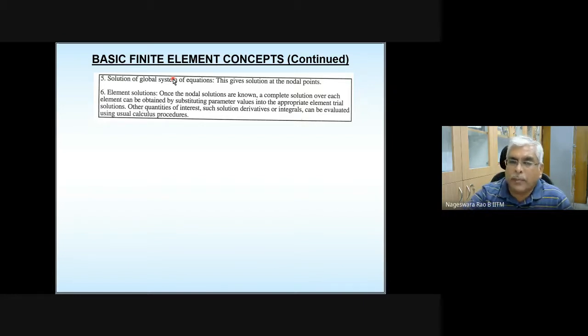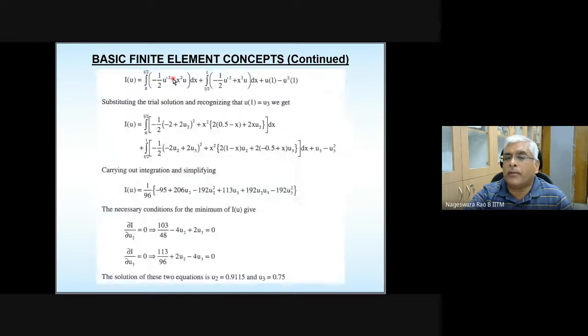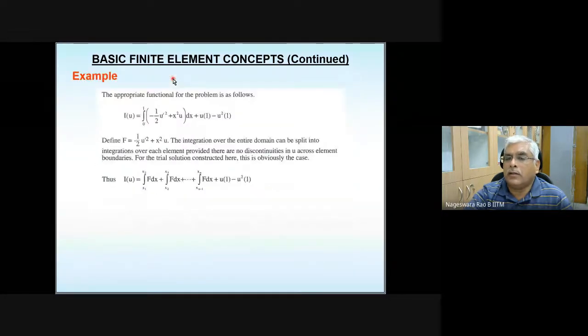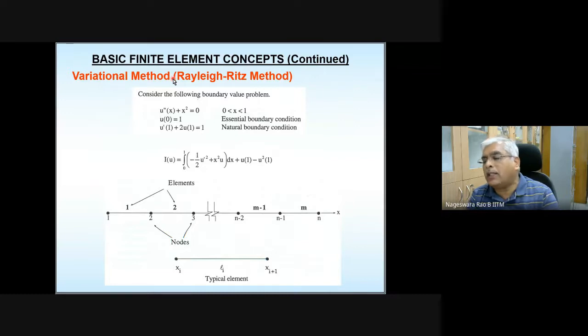So these are the basic steps involved in a general finite element procedure, and we will see one example, then you will understand better. Please note that the problem we looked at in the last 2 classes, we did not follow these steps, but we solved the problem. Now we redo this example following those steps. Then you will understand.